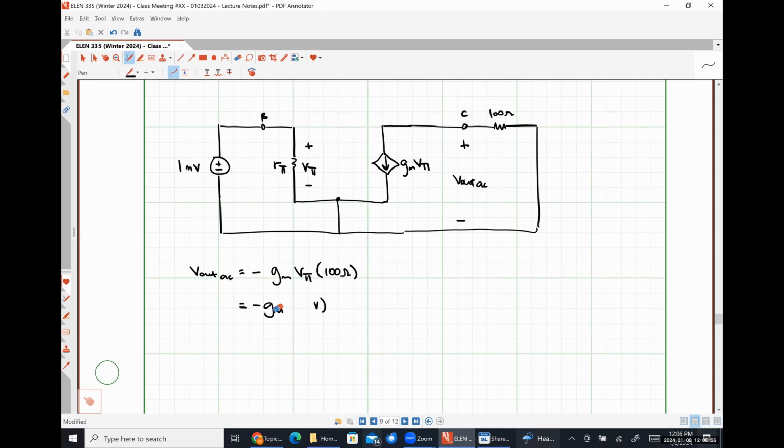And actually, since we know what GM is, we can just put that as a numerical value. 266.106 times 10 to the minus 3 amps per volt times 1 times 10 to the minus 3 volts times 100 ohms.